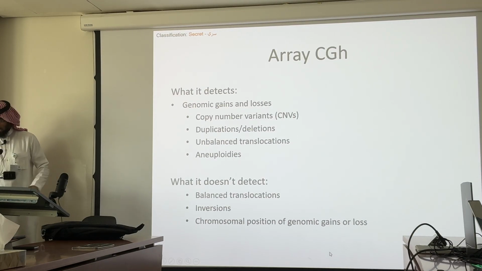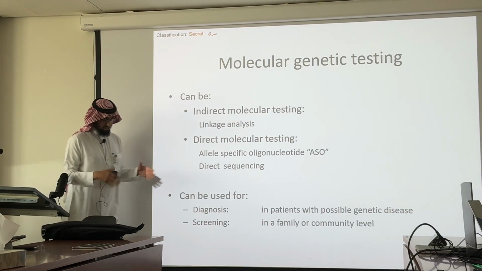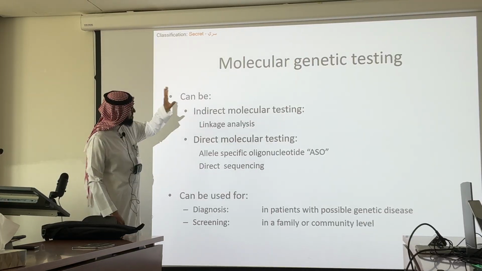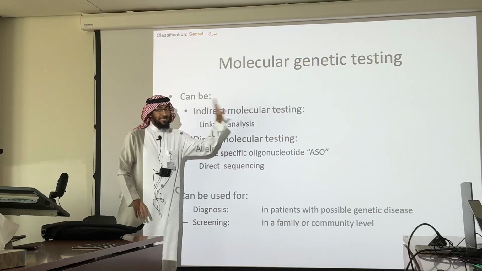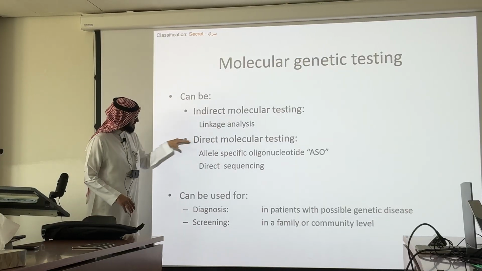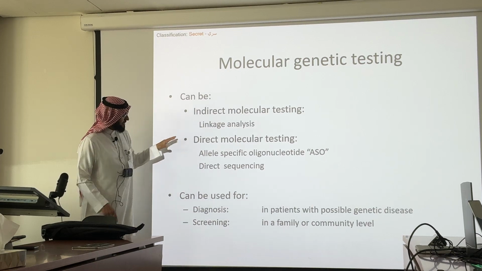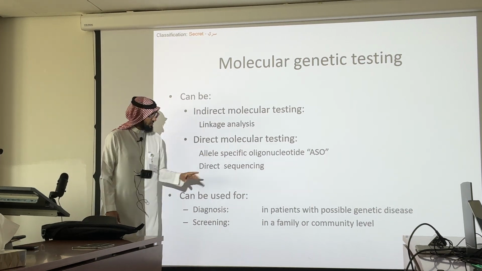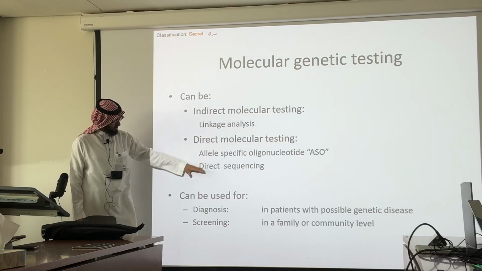Okay, we finished now with the RSAGH. Now let's go to the third level, which is molecular genetic testing. It can be indirect or it could be direct. Indirect, the example is linkage analysis. Direct, allele-specific oligonucleotide, ASO, or direct sequencing. I'll talk about these examples.